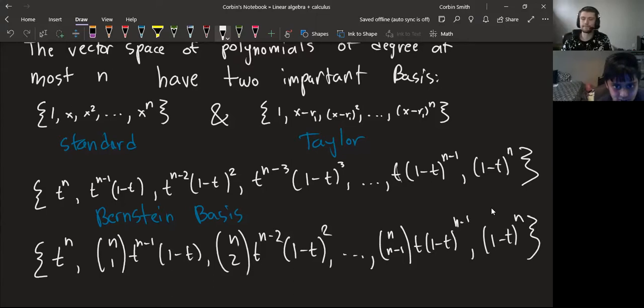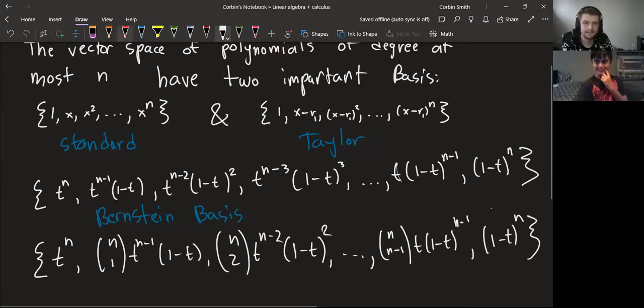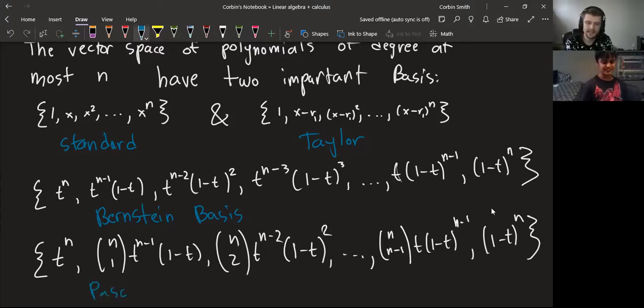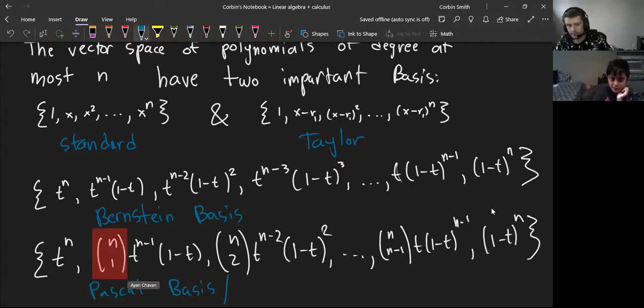Let me take a close look at the basis. I think that is version 2 of the Bernstein basis. It's the Pascal basis, right? Why is it called Pascal? Because of the parts that are in red.